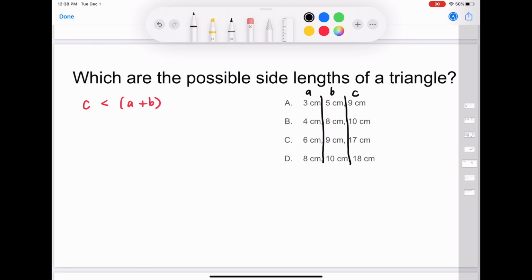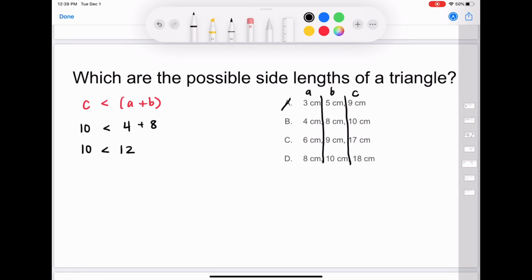Let's look at the first instance. C would be 9, A would be 3, and B would be 5. So there we have 9 is less than 8. Is 9 less than 8? No, it is not less than 8, so that could not be an answer choice. Let's look at the next one. C would be 10, A would be 4, B would be 8. So 10 is less than 12. Is that correct? Yes, that's possible.